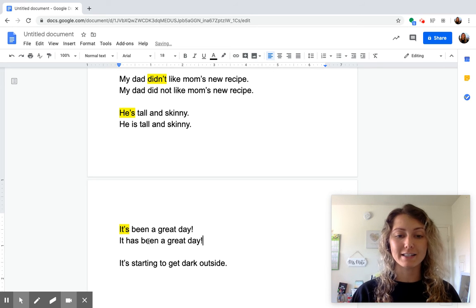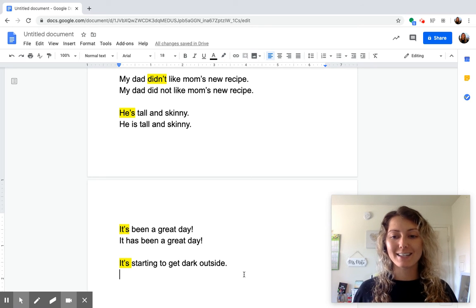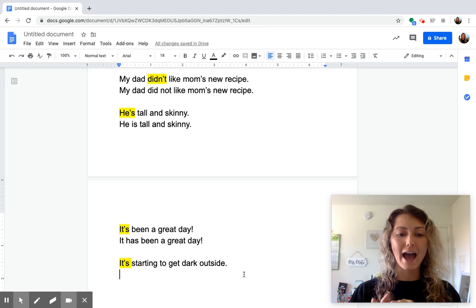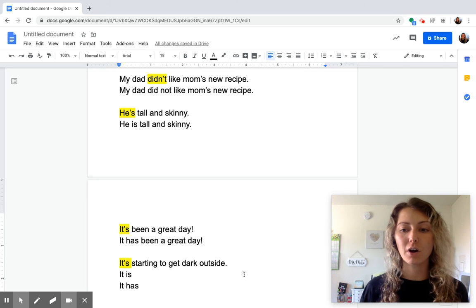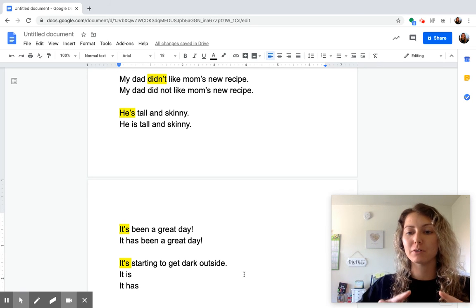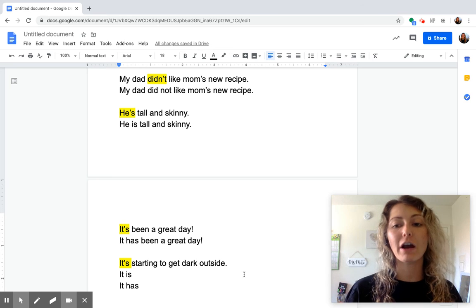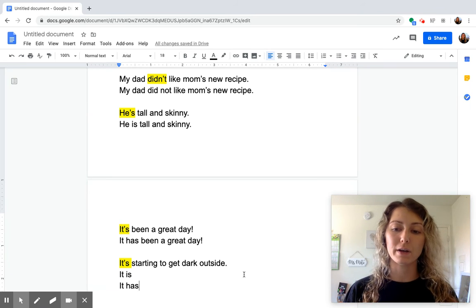Look at our next sentence here. It also has the contraction it's. Well, we just learned that it's can either be it is or it has. So let's try both. It is, it has. Try saying these on your own, out loud, with the whole sentence, and figure out which is the best choice. Which one fits with the sentence?